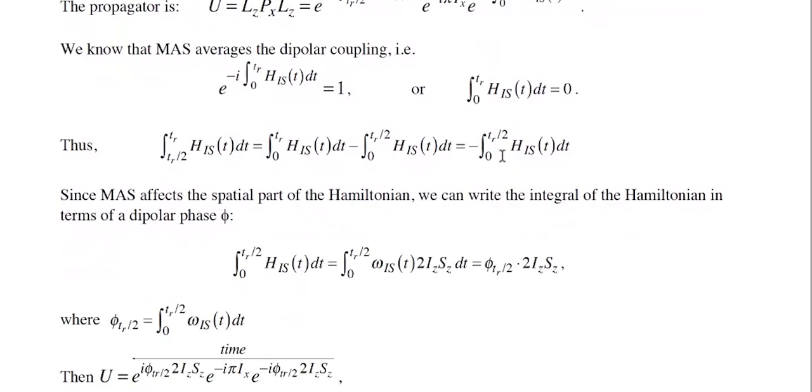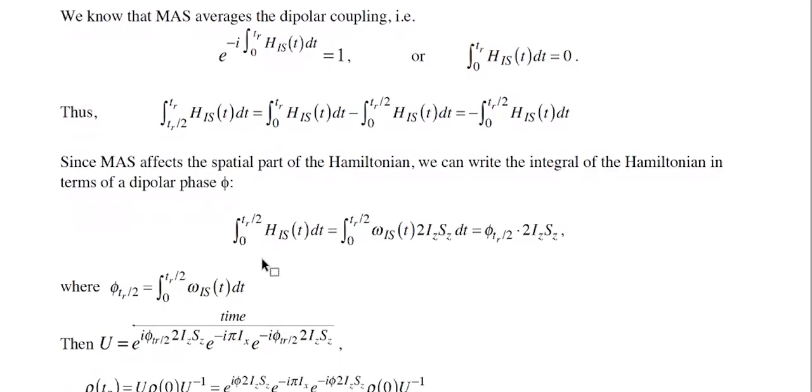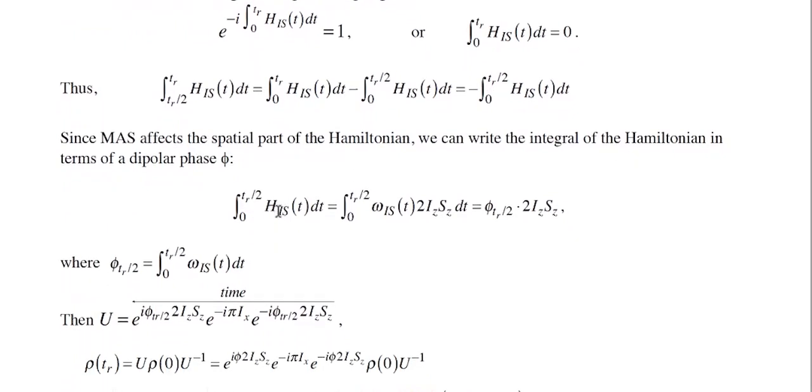You see in the literature, review articles or whatever, people will sketch the sinusoidal oscillations. They'll show the first half in one sign, the second half in the opposite sign. Well, that's basically what I'm trying to express here. So if you hadn't done the 180-degree pulse, the integration will come out to be 0. The average dipolar effect is removed by magic angle spinning. All right, so let me go a little bit further. What am I writing here? Since MAS affects the spatial part of the Hamiltonian, we can write the integral of the Hamiltonian in terms of a dipolar phase. So let me show the phase of the heteronuclear dipolar Hamiltonian, H_IS.